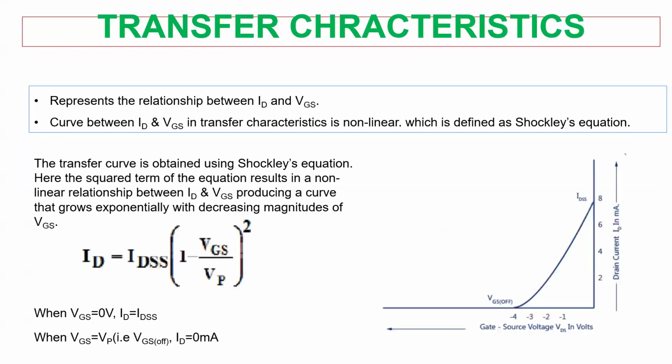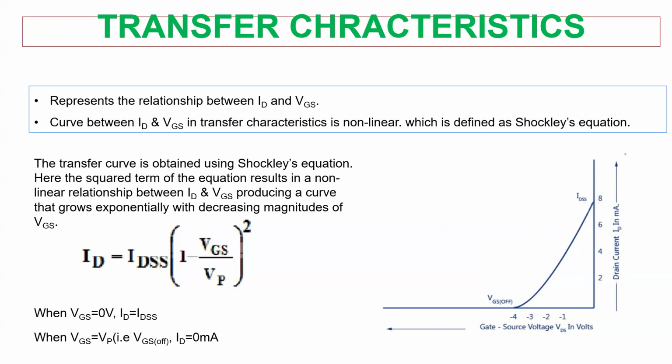So next is the transfer characteristics. It represents the relationship between ID and VGS, and it is defined by Shockley's equation, ID equals IDSS times (1 minus VGS by VP) the whole squared. This curve gives the relationship between the drain current and the gate to source voltage for different values of VDS. It is also considered to be the transconductance curve.